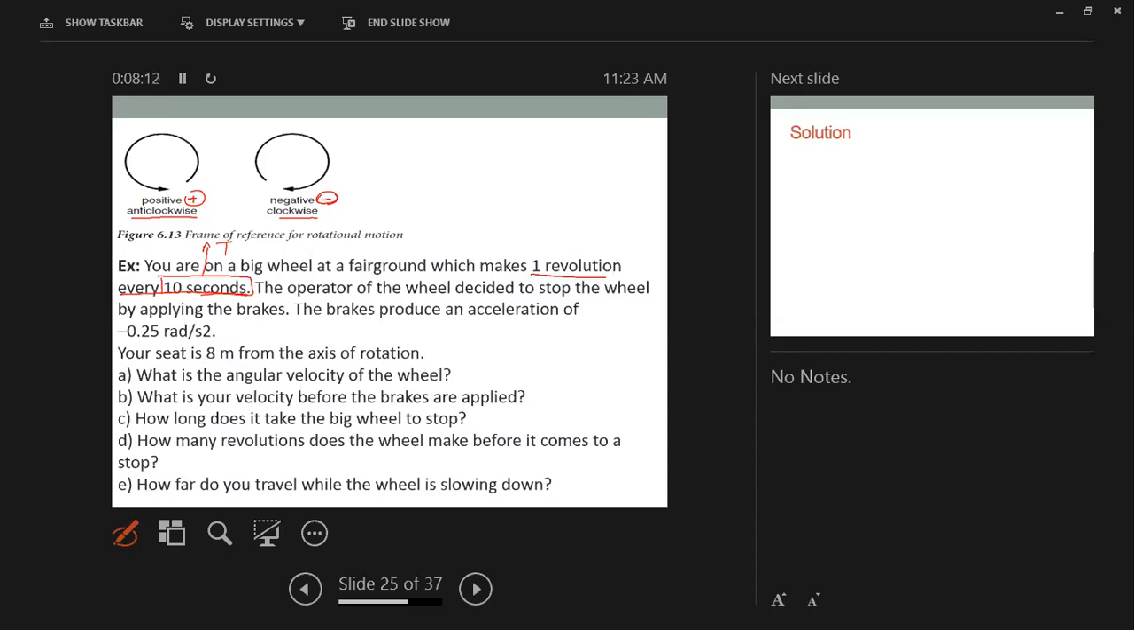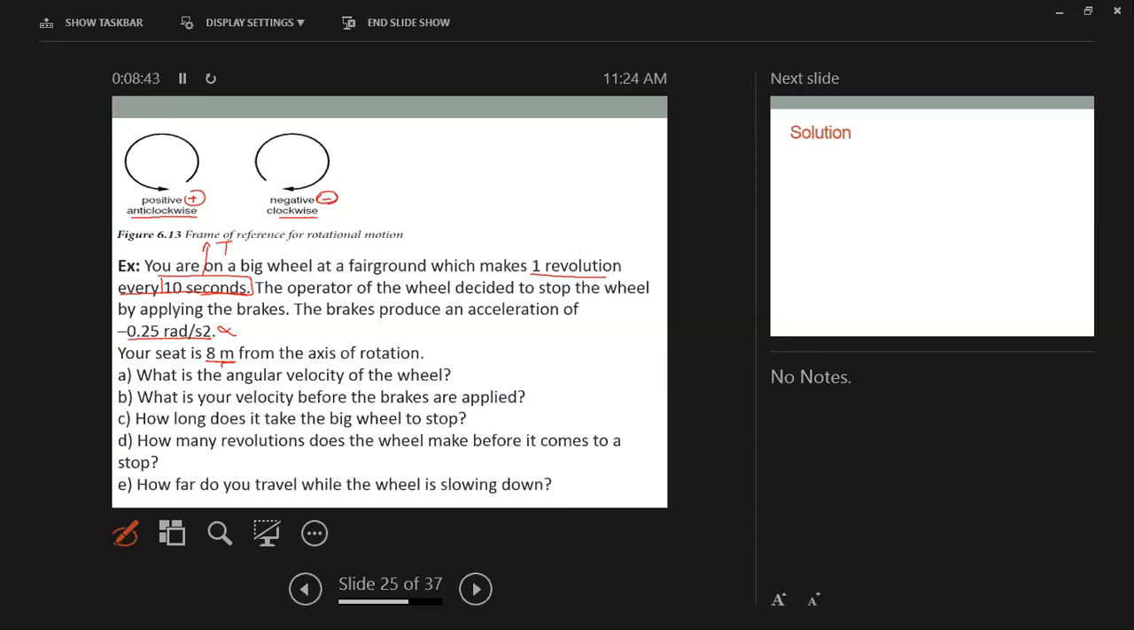So the operator of the wheel decided to stop the wheel by applying the brakes. The brakes produce an acceleration of negative 0.25 rad per second squared. Your seat is 8 meters from the axis of rotation. So this is going to be our radius over here. This is going to be our angular acceleration, radius. So the first question is asking us, what is the angular velocity of the wheel?